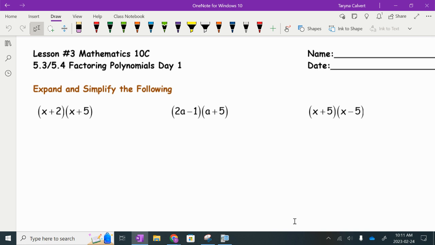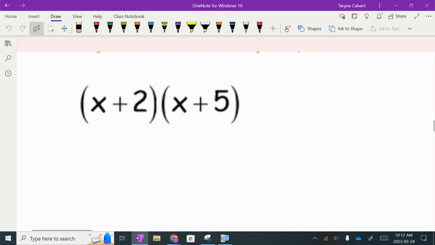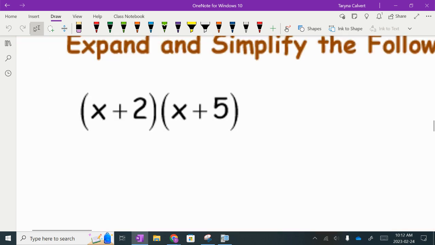So we're going to expand 3 binomials times binomials. That's what we're going to focus on to be able to factor, is working backwards from expanding 2 binomials together to undoing it. So go ahead, do the x plus 2, x plus 5. It's all about looking at the pattern.